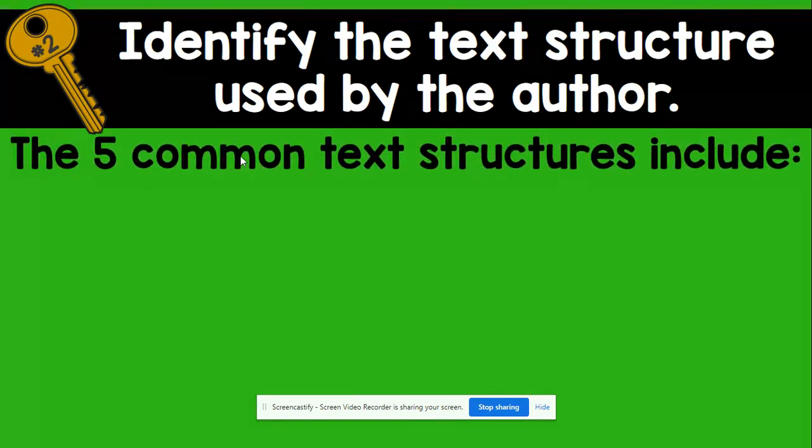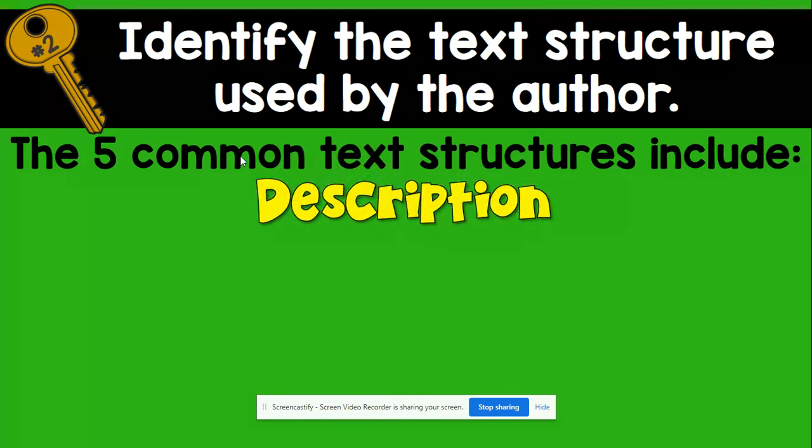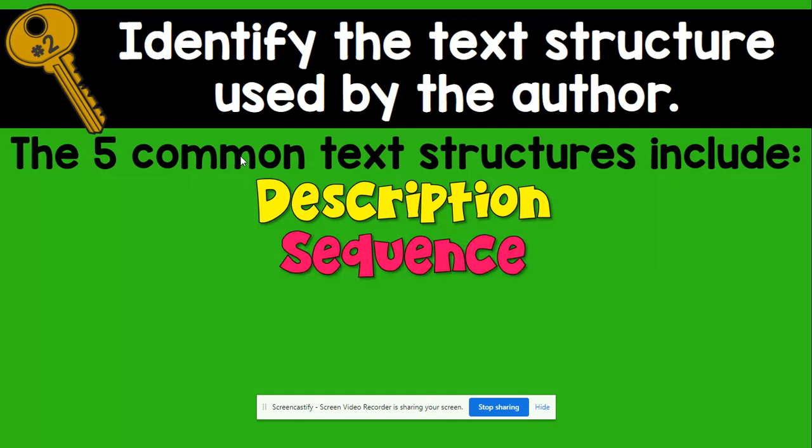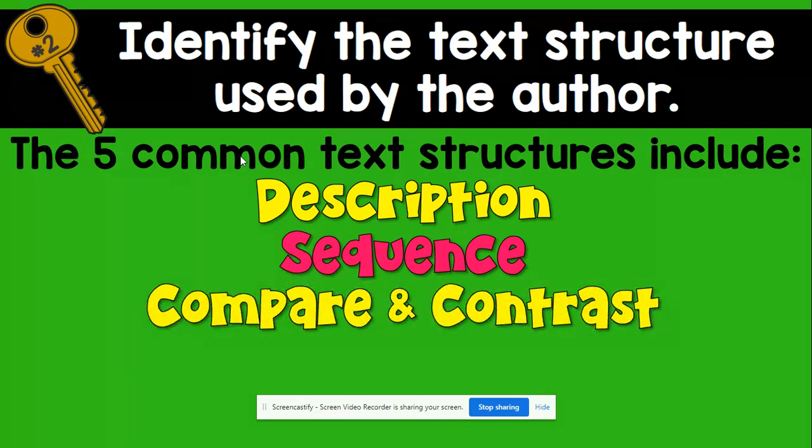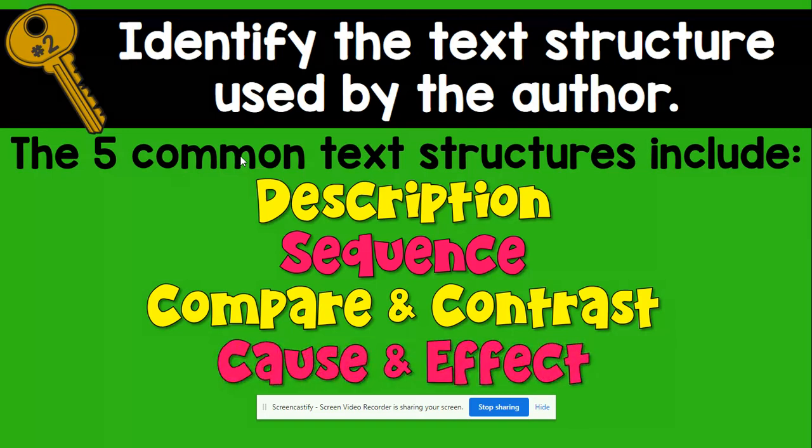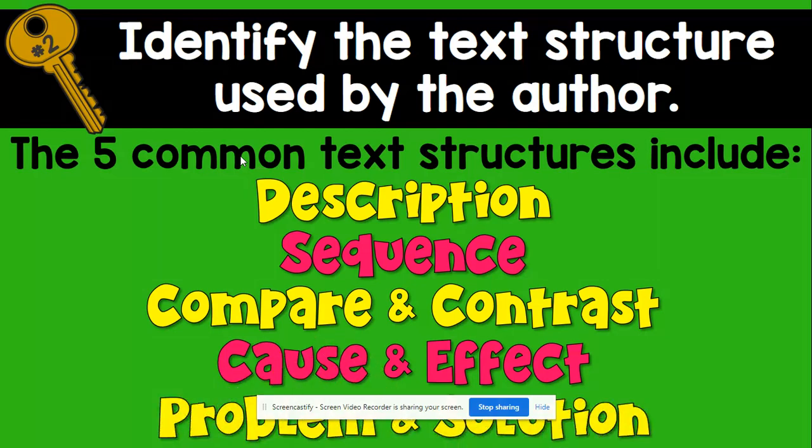There are 5 common types of text structures found in nonfiction writing, and they include description, which is just describing something or explaining what something is, sequence, in which you explain the events that something happens in, or historical events in order, compare and contrast, where you talk about how things are the same and different, cause and effect, where you talk about what causes something and its effect, and finally, problem and solution.